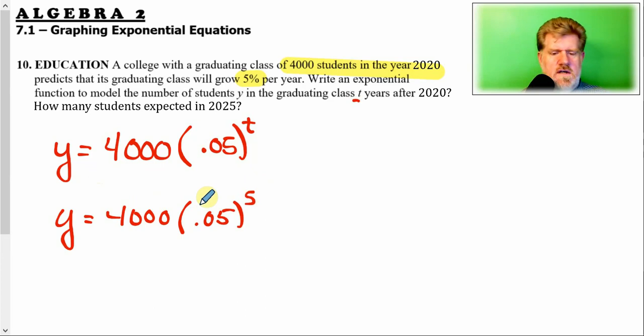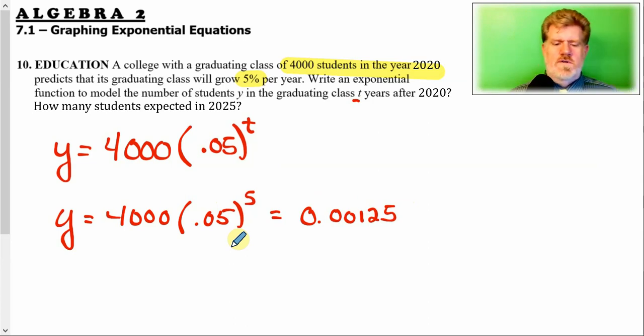All right, let's figure that out. 4,000 times 0.05 to the 5th power. I get this. All right, we got ourselves an issue right there. How in the world could that number have gone down? Well, if you think about it, the number that we chose here is less than 1, so it should go down a lot. It's like I took 0.5 of it every time. Well, that's not going to help me figure this out. So there's a little trick that we need to do.